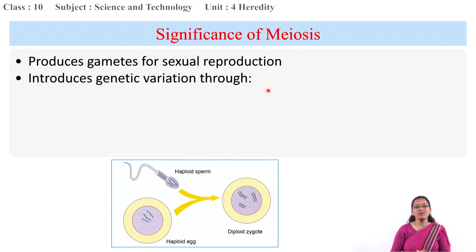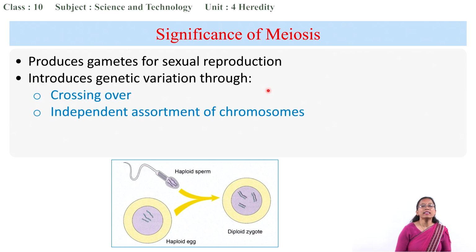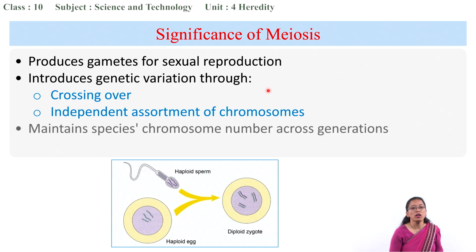And it induces genetic variation because of crossing over and independent assortment of the chromosomes. That means one chromosome is not depending on the other. To express their unique characteristics, they are not depending on other genes. Because of that, it forms the new organism, and it maintains the species chromosome number across the generations.